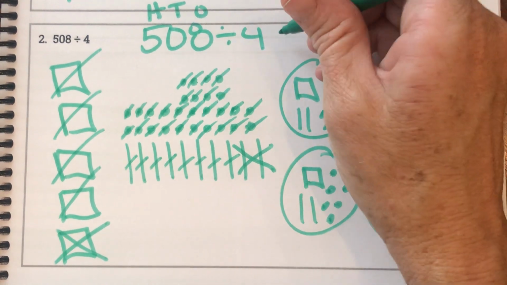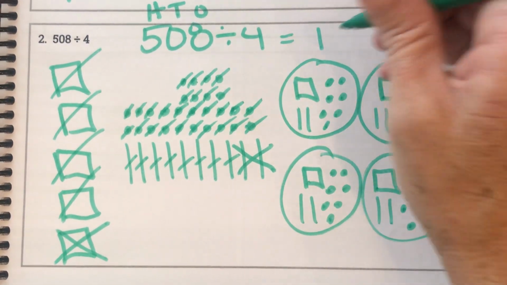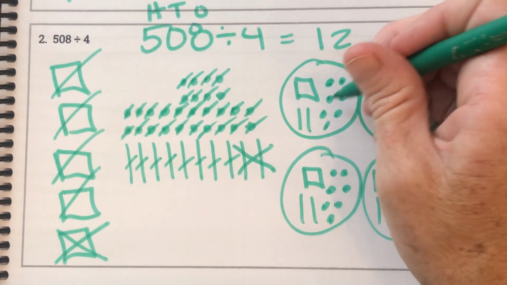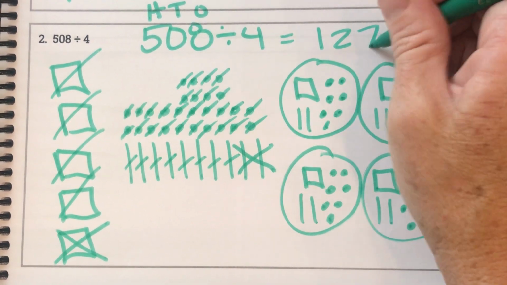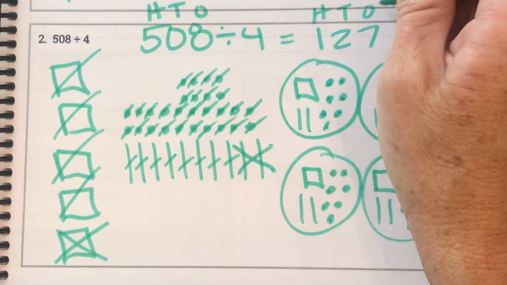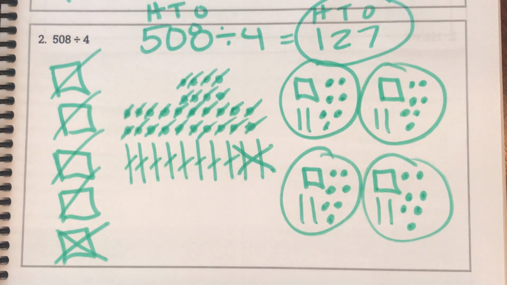How many do we have in each group? We have 100, 2 tens, and 1, 2, 3, 4, 5, 6, 7 ones. So our quotient is 127.